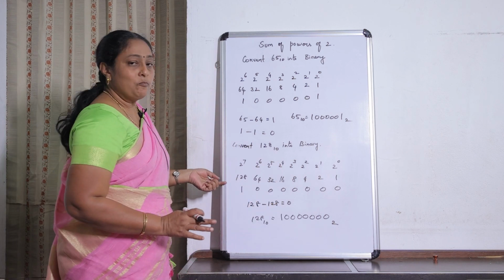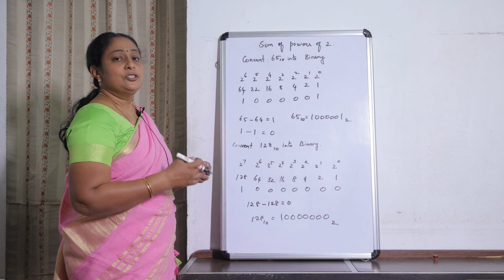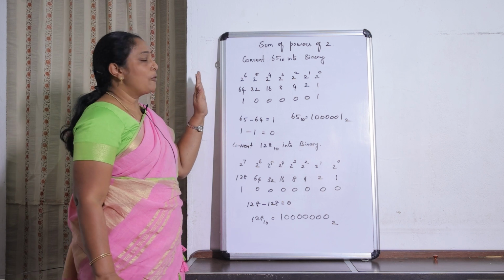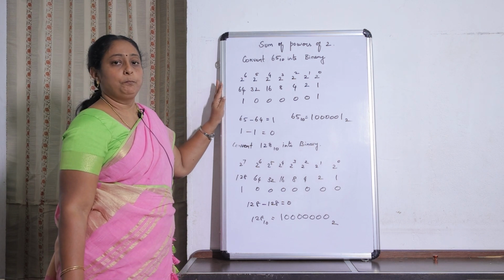The same problem you can do with the repeated division by 2 method. Check whether the answer is correct. Okay, hope you understood how this sum of powers of 2 method can be done to convert a decimal number into binary. Thank you.